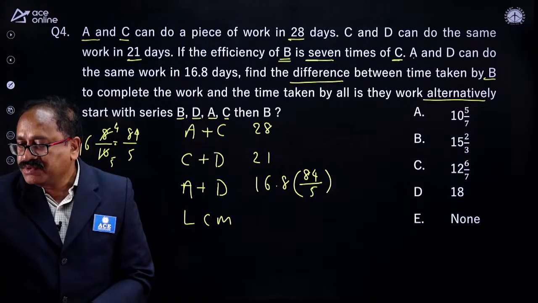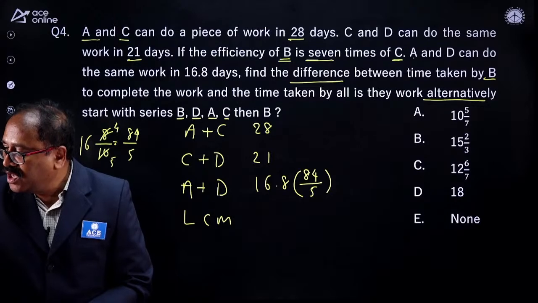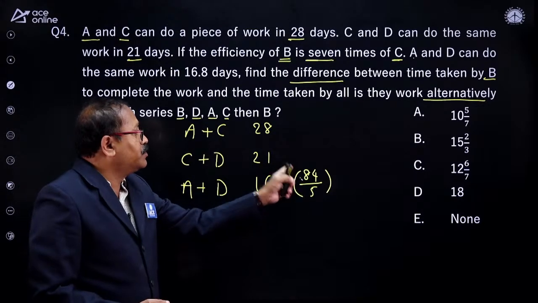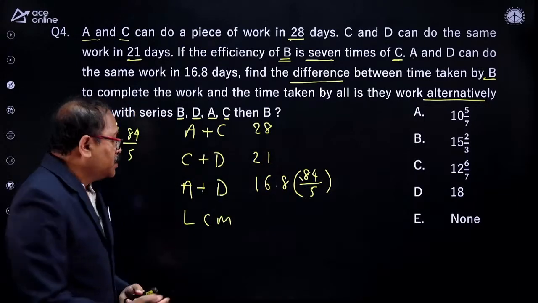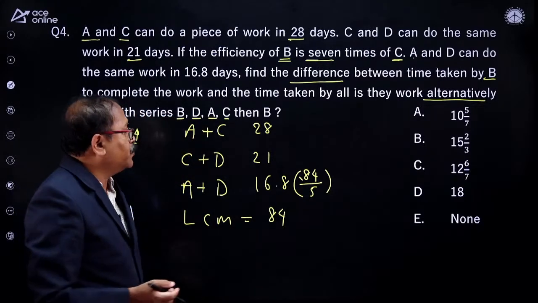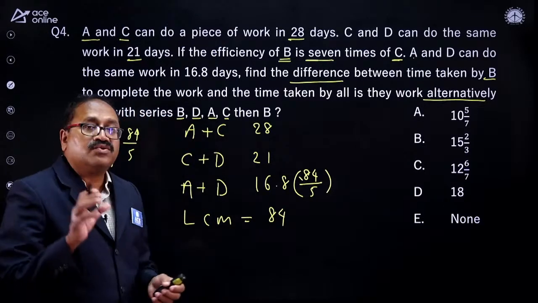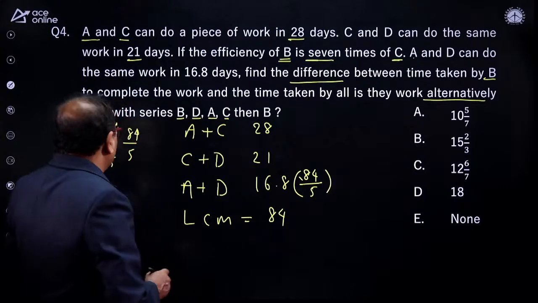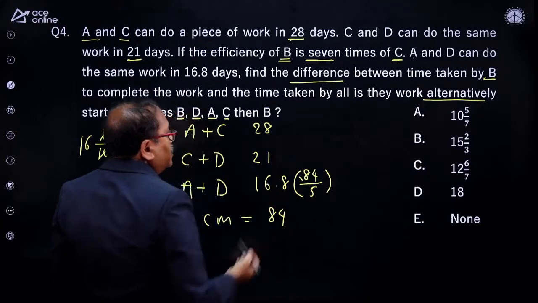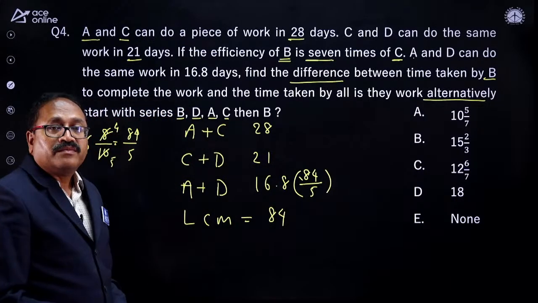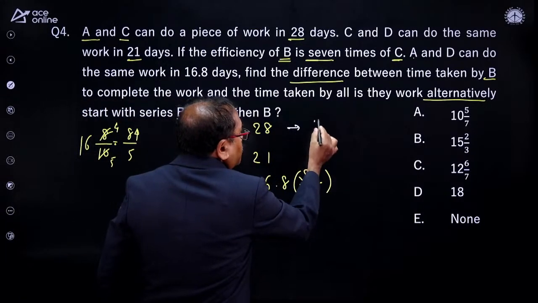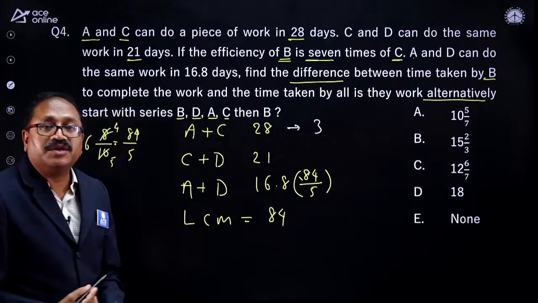चलिए, सबसे पहले तो इसका LCM निकाल लेंगे. 84, that's good. 84 is divisible by 21 and also 28. So your LCM is 84. If the LCM is 84, how many units A and C together can complete per day? So together they can complete, that is 84 divided by 28. क्या ये 3 times नहीं जा रहा है? So here 3 units, A and C per day 3 units.